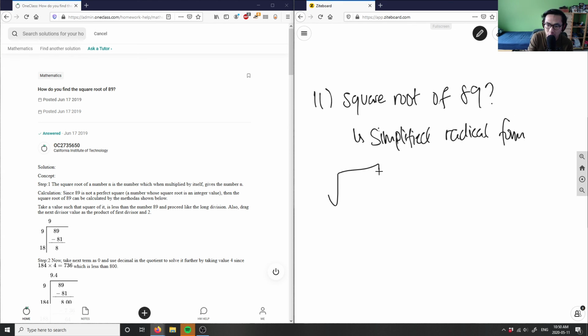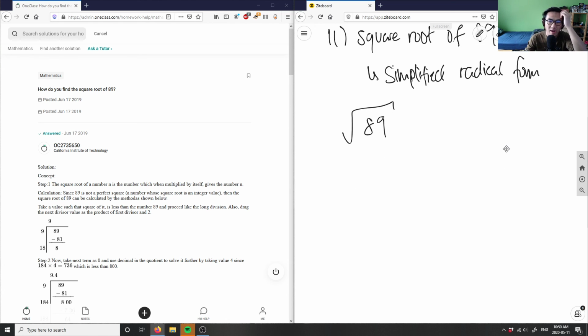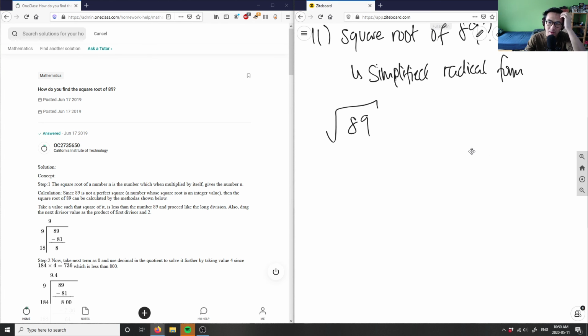So I'm taking the square root of 89 here, and I'm looking at the factors. So what can I factor here? 89 is a tricky number because, is 89 a prime number? If it is a prime number, and I think indeed it's a prime number, I don't think I can actually use simplified radical form here.